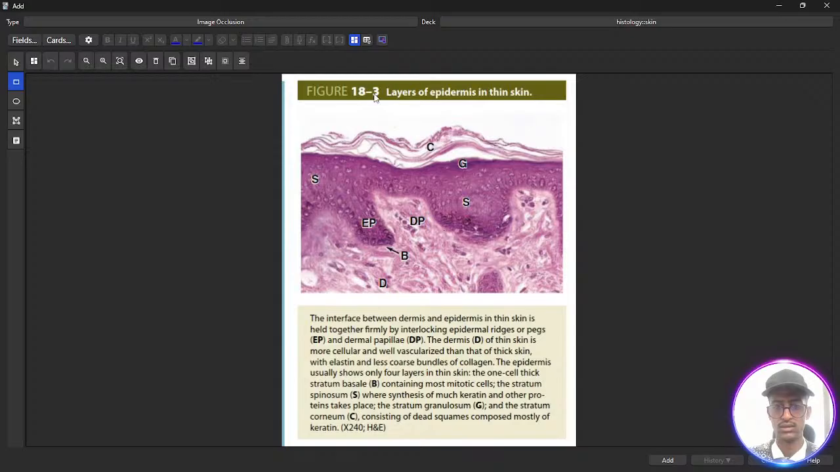So the interface between epidermis and dermis is held together firmly by interlocking epidermal ridges or pegs, epidermal ridge. What is this epidermal ridge? Epidermal ridge and dermal papilla form the interface between dermis and epidermis in the skin, in thin skin as here.